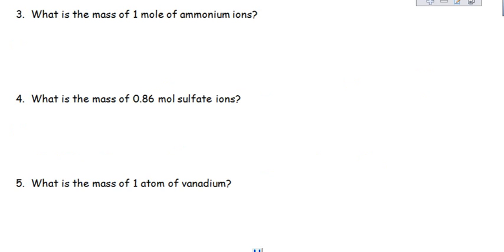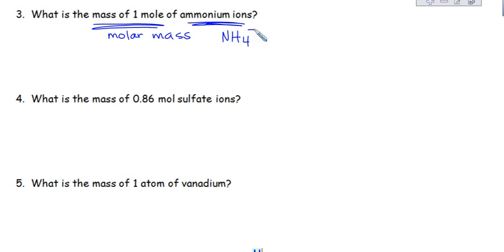What is the mass of 1 mole of ammonium ions? Ooh, tricky. We haven't done an ion. Well, when they say here, the mass of 1 mole, that's molar mass. All we have to do is add this up on our periodic table. That'll give us the molar mass. I do need the formula. Ammonium ions, NH4 plus 1. Ooh, tricky. Yeah, we haven't done an ion yet.